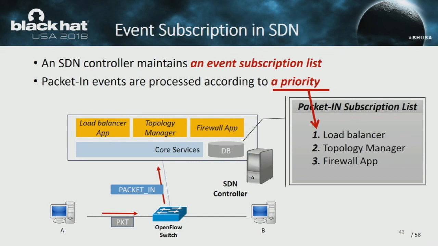And the applications in the subscription list have their own priority. The higher the priority, the faster the reception of a message. In this example, the load balance app is ranked as top priority, so it can receive the packet-in message from the controller first. And after processing the message, the load balance app can hand it over to the next application, as you can see here. But what if we can manipulate this subscription list?